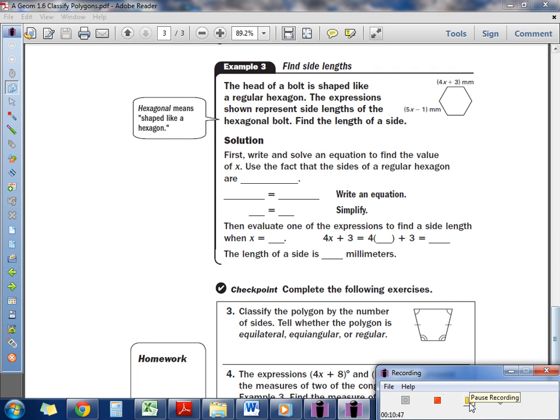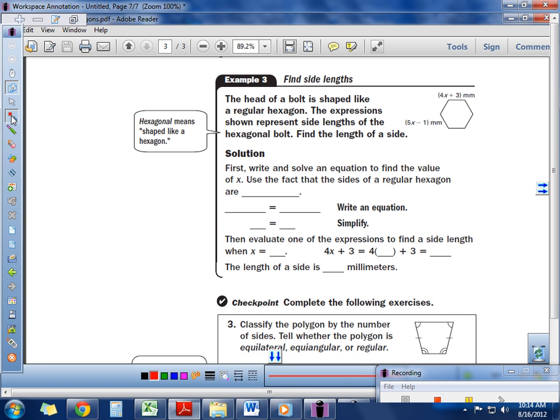On example 3, it says the head of a bolt is shaped like a regular hexagon, hex meaning 6 sides, they both have x's. The expressions shown represent the side lengths of a hexagonal bolt. Find the length of a side. What we really need to focus on is that this shape is regular. And what does regular mean? Equal angles, meaning all these angles are the same size, so we can put these little angle arcs, meaning they're congruent. We also know the sides are the same. Good. Those sides are all the same.